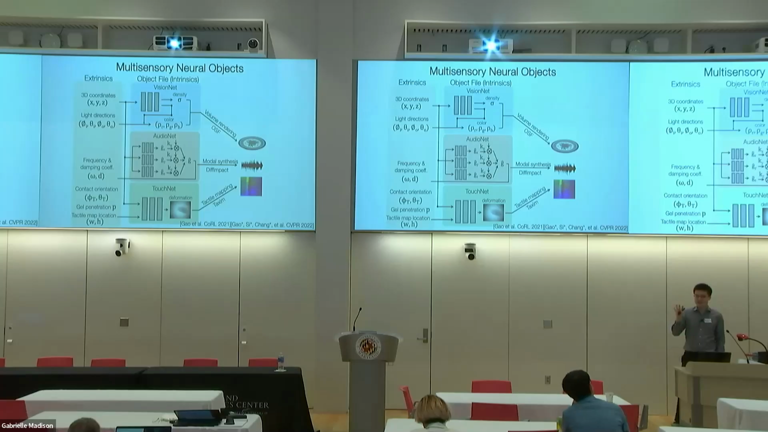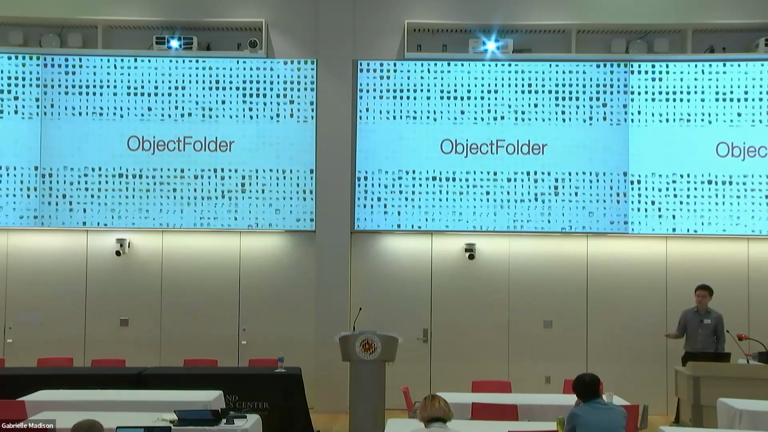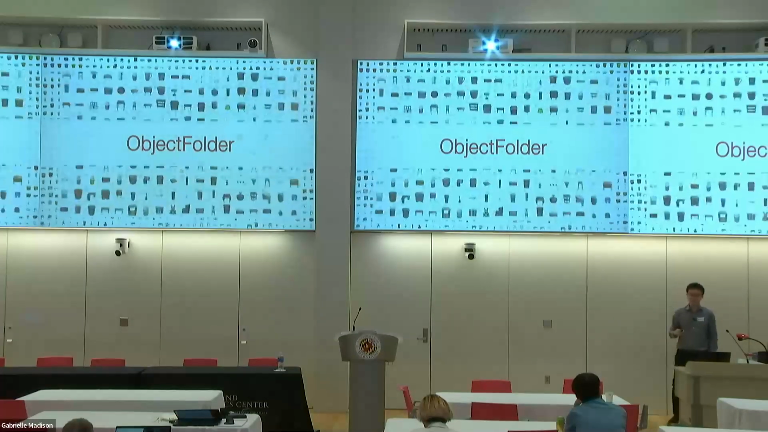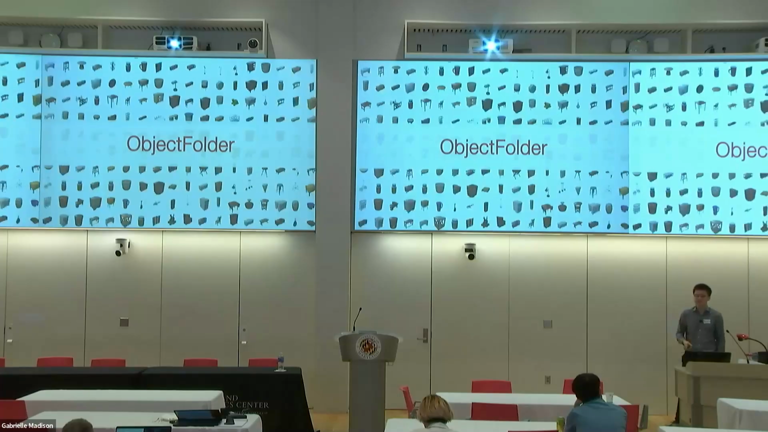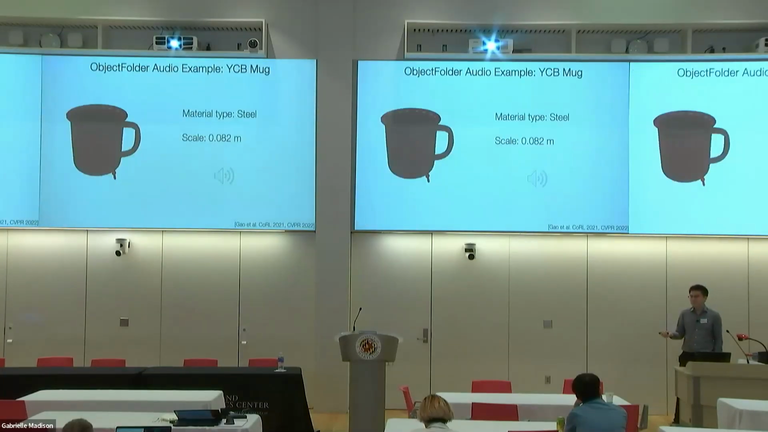So basically, that's one neural object, and we model 1,000 neural objects in our dataset, ObjectFolder. Here's a visualization of the 1,000 neural objects in the dataset under different camera viewpoints and lighting conditions. You see that it contains common household objects of diverse categories. And here are some examples of the simulated audio data. Here is a YCB mug, which we virtualize. It is of material type steel and a certain scale, and here are the simulated sounds at different impact locations.